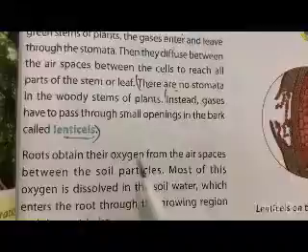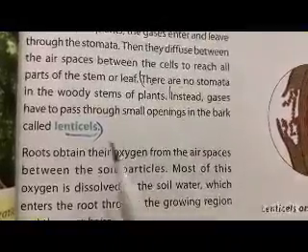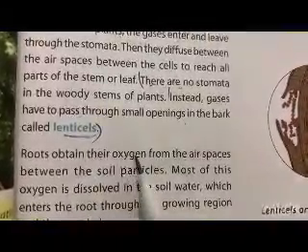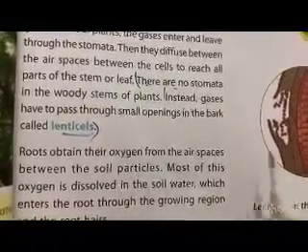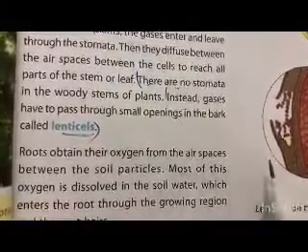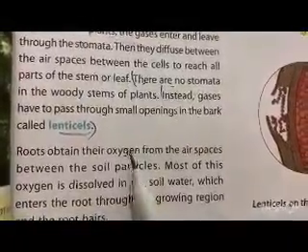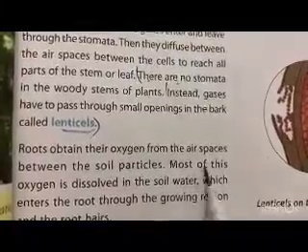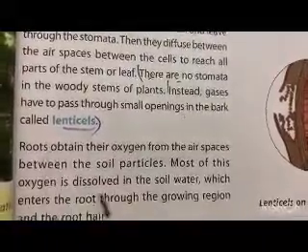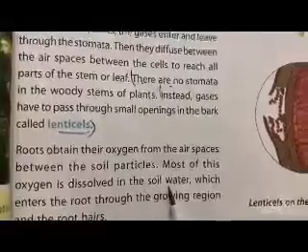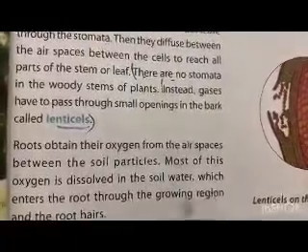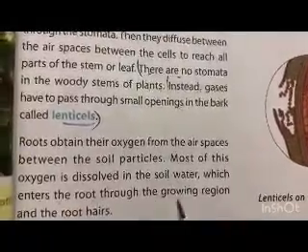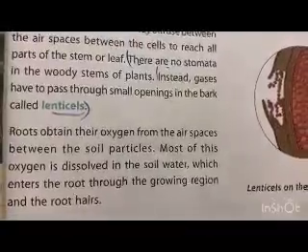Roots obtain their oxygen from the air spaces. So roots are obtaining their oxygen from the air spaces between the soil particles. In the soil, all the air spaces that are left behind, roots will take their oxygen from there. Most of this oxygen is dissolved in the soil water, which enters the root through the growing region of the root hairs.